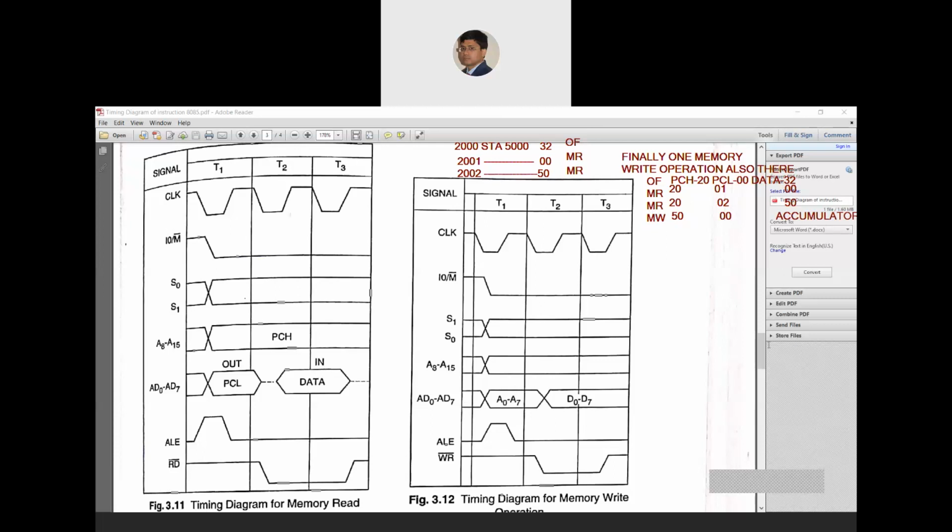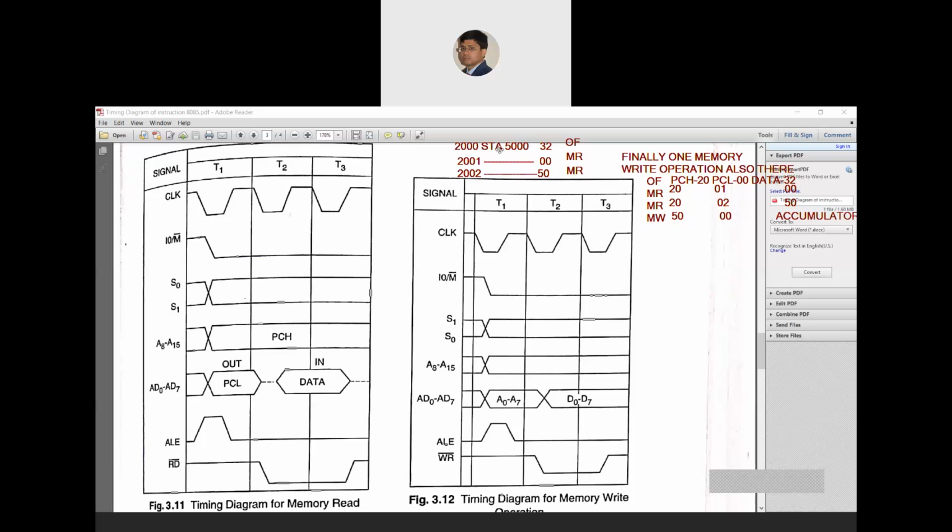Please elaborate once again which part. I am right now considering the instruction STA, this part, sir. This part, from the location 2000.